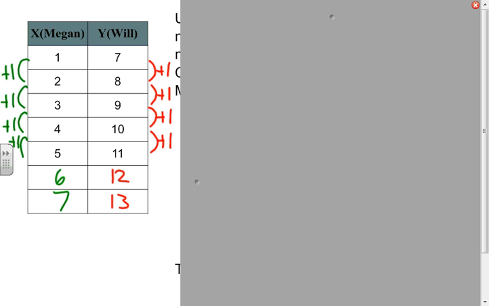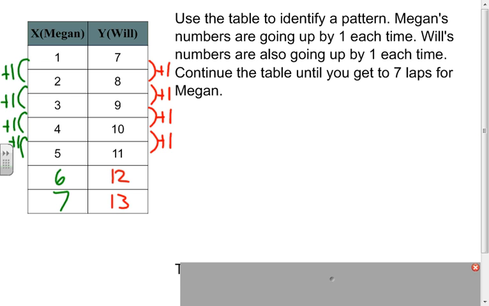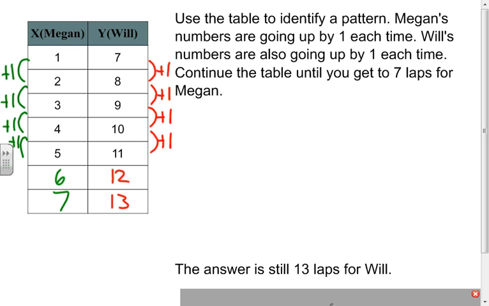We used our table to keep going. Remember, the question was to try to figure out how many laps Will did if Megan did 7. So we use the table to identify a pattern. Megan's numbers are going up by 1. Will's numbers are going up by 1. We continue the table until we got to an answer of 7 for Megan. When we had 7 for Megan, the answer is still 13, just like it was when we used the equation on the last slide.